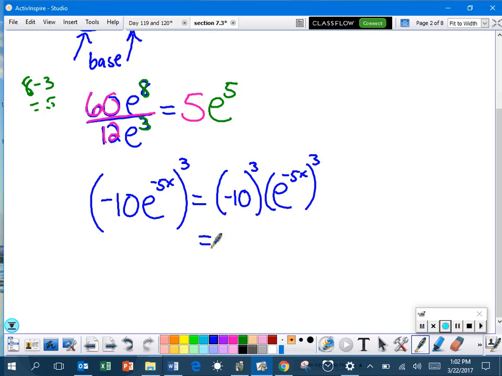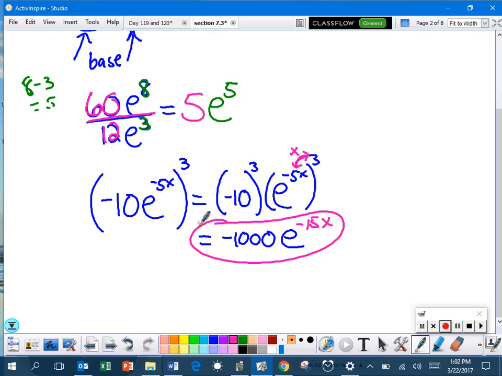Now, if I type negative 10 to the 3rd power into my calculator, I'm going to get negative 1,000. And then e, now remember what we do with exponents here. We've got an exponent to an exponent. We're going to multiply. So that would be negative 15x. So that is my simplified answer. That was just a quick review of our 3 exponent rules, but using the base e. All right? Moving on.